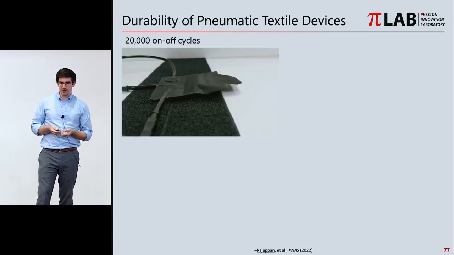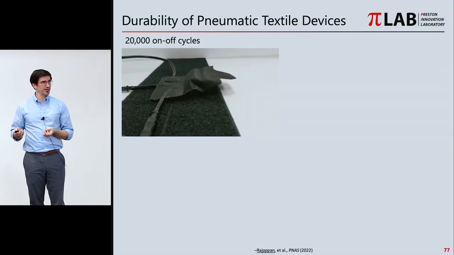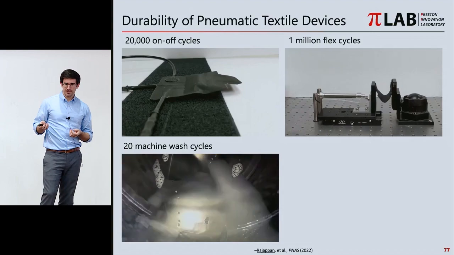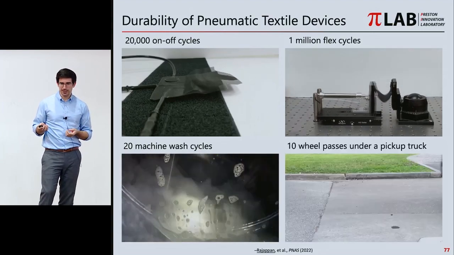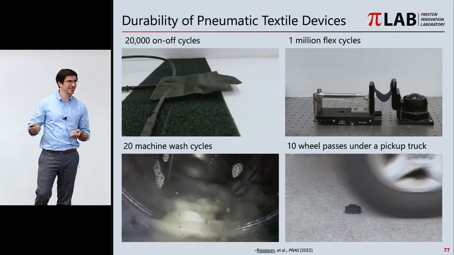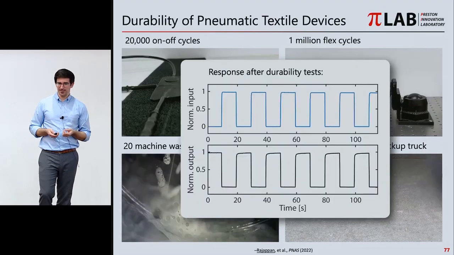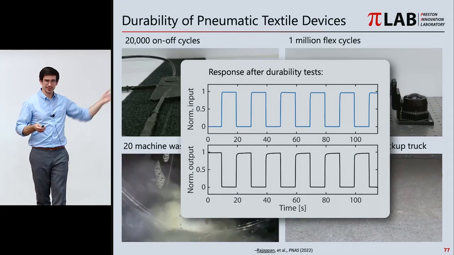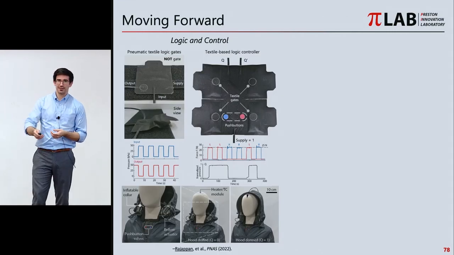And so in this case, we put an inverter through 20,000 on-off cycles, put it through 1 million cycles of flexion, and we also ran it through the washing machine 20 times and even ran it over 5 times with a truck, which was 10 wheel passes. And from here, we found that the inverter still retained the same exact operation as we had initially. So we're really excited about this area of research.